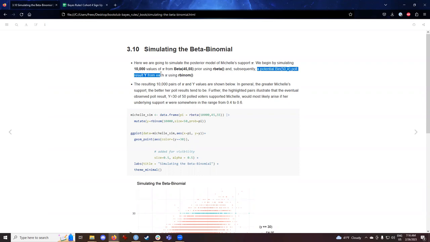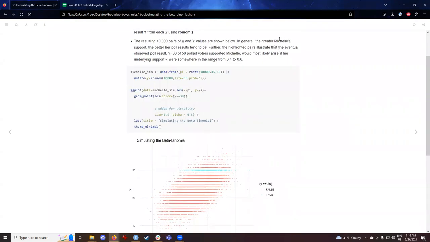And then similarly, for going towards the likelihood of getting the data Y based on each value of proportion pi, that's going to be the binomial stage of the beta binomial model. So we're going to use the rbinom function. The results of one simulation are shown below. In general, the greater Michelle support, the better her poll results tend to be. The highlighted pairs in the bluish greenish color illustrate the eventual observed poll result, that is the 30 out of 50 in the newer information. Would likely arise if the underlying support was somewhere between the range of 0.4 and 0.6.